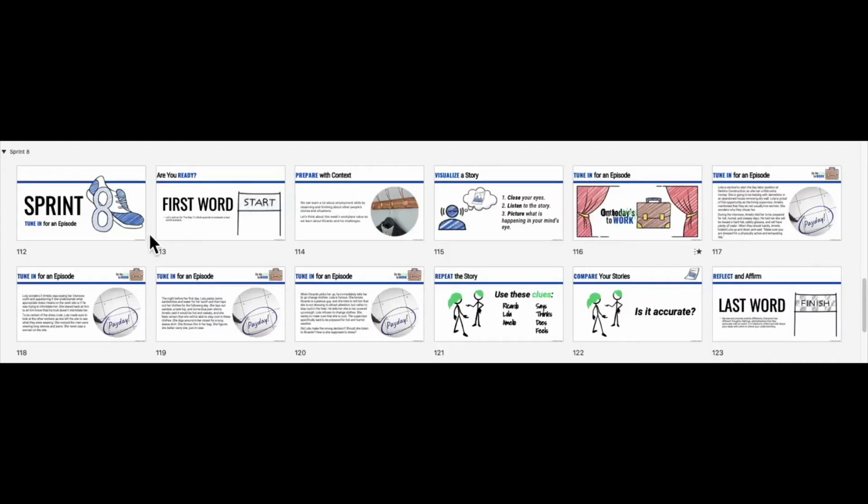Let's look at Sprint 8. Sprint 8 is an introductory sprint to a series of sprints that focus on narrative storytelling. Now, in narrative storytelling, we use a story as a vehicle to explore critical thinking skills or feelings and emotions that we might struggle with working through if we didn't have a neutral vehicle to explore those ideas and concepts.